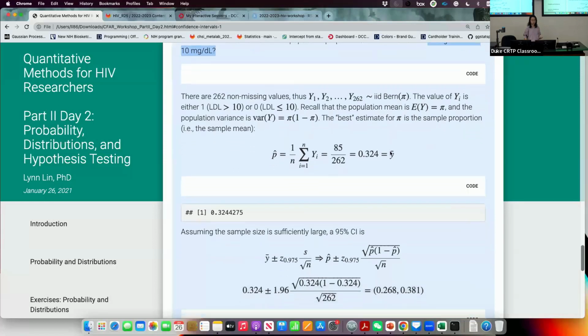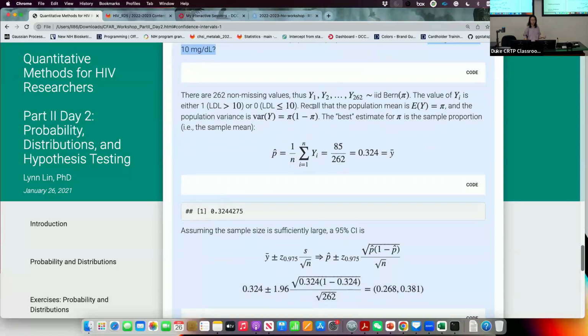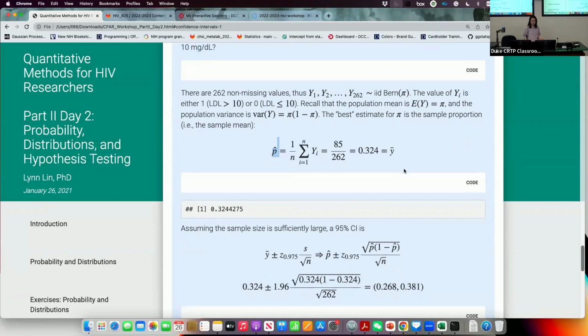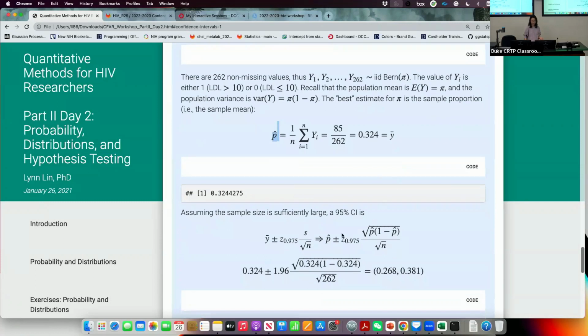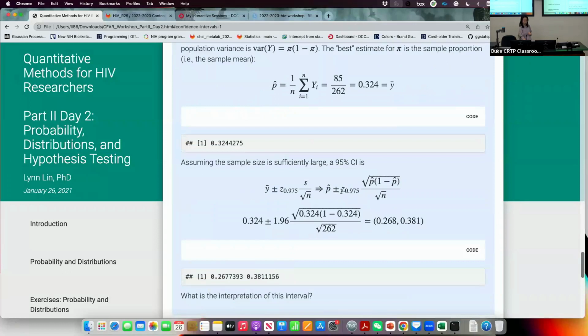So what you are going to do is, once you have the sample, calculate the sample mean, which in this case is the sample proportion. Then find the sample standard deviation, which is the proportion of success times 1 minus the proportion of success, which is the failure. Then you plug into this formula, and you get the confidence interval for the population proportion.